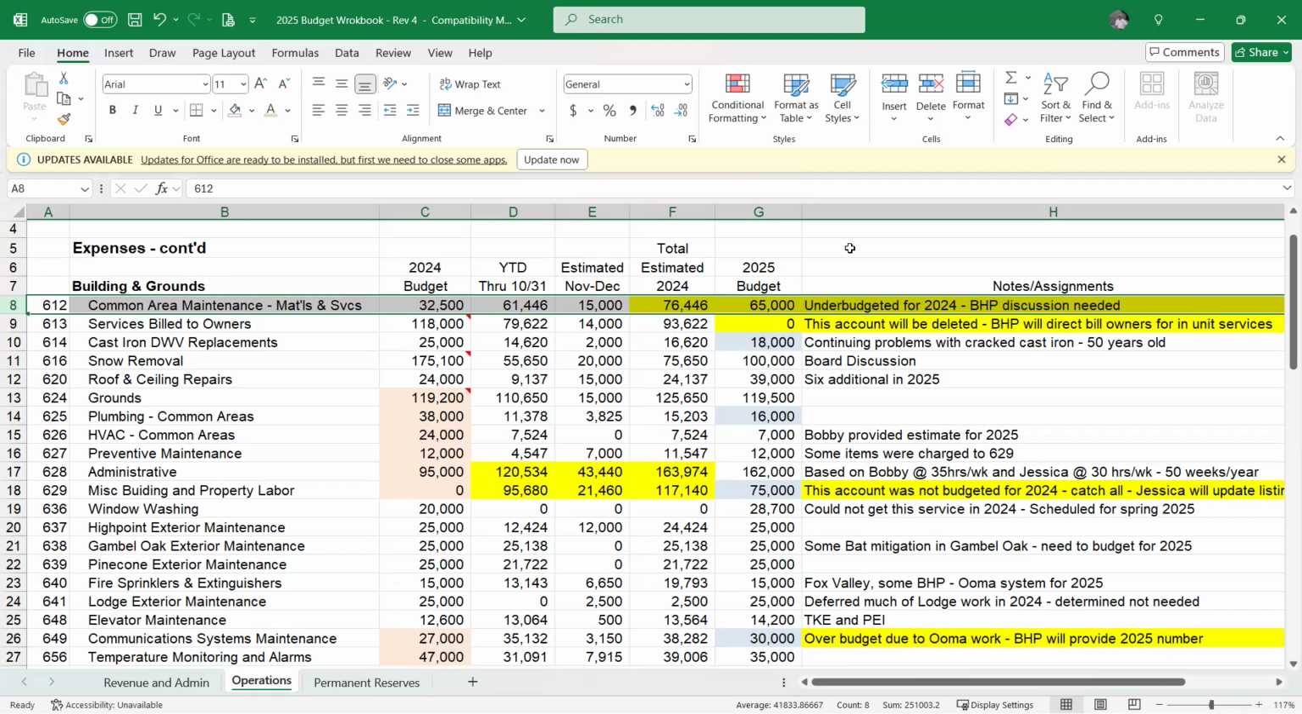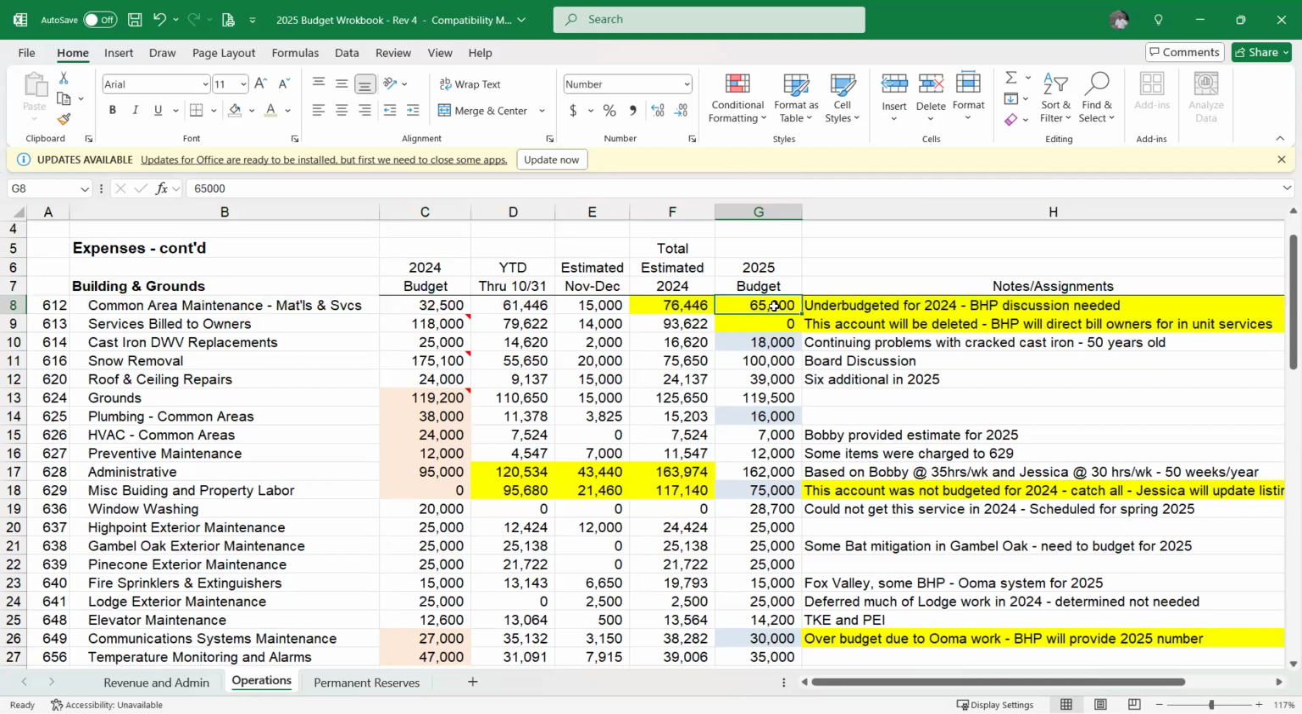this year's costs. So maybe this 65,000 budget is too high? Are you saying that's materials only and no labor? Well, if there was contract labor, that would be in there, but I think BHP did all the work, didn't you, Bobby?